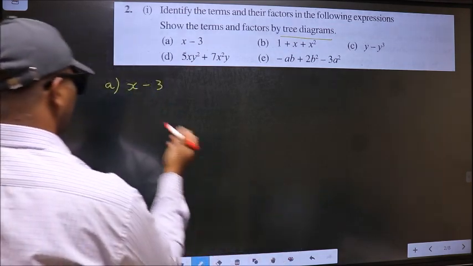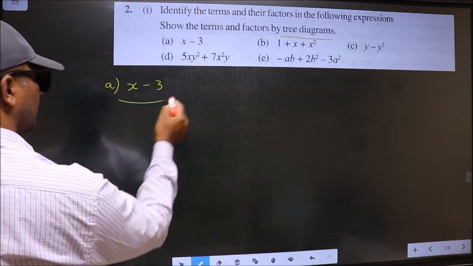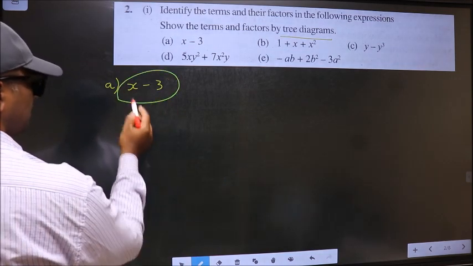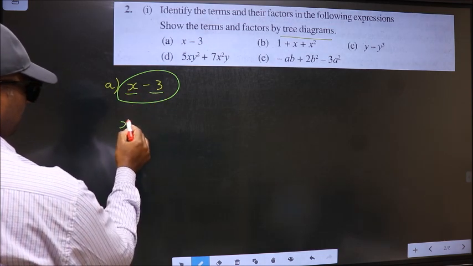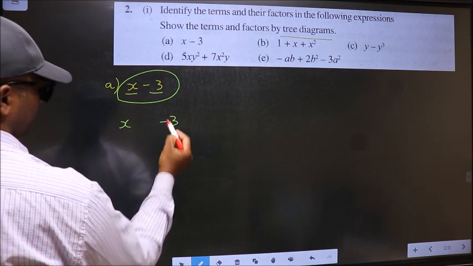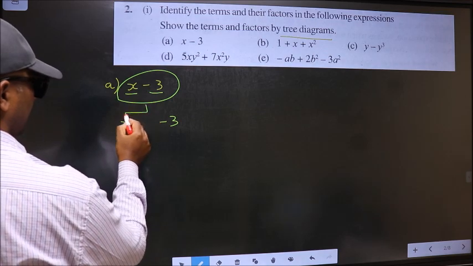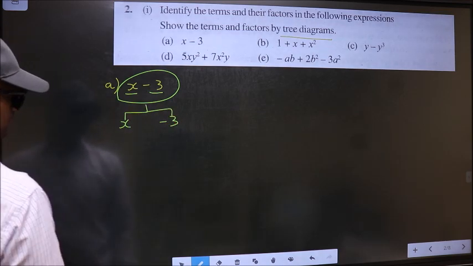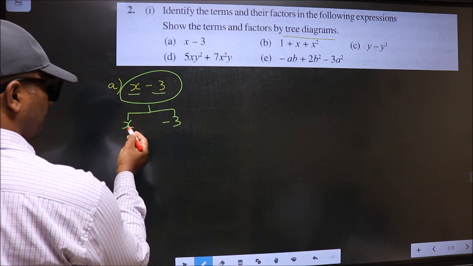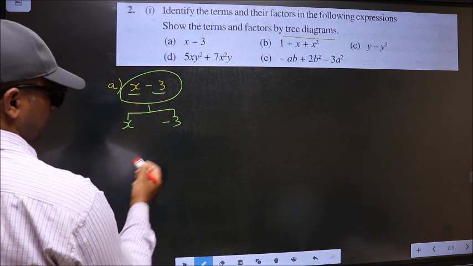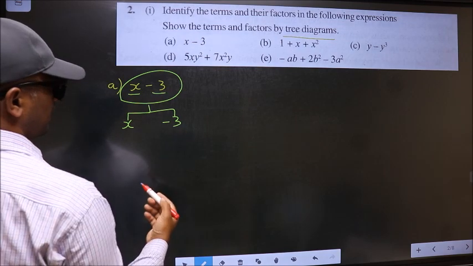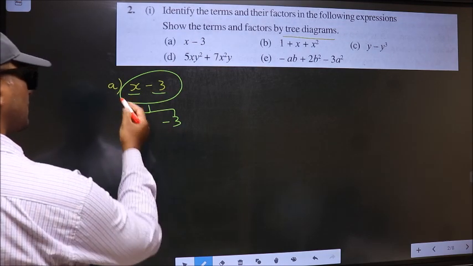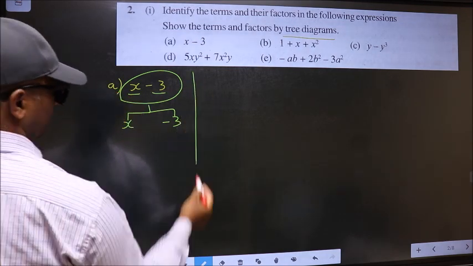Now, in this expression, the terms are x and minus 3. So like this, let us write. X does not have any other factors, so leave it here. Minus 3 also you cannot break it again, so leave it here. So this is the answer for A1.